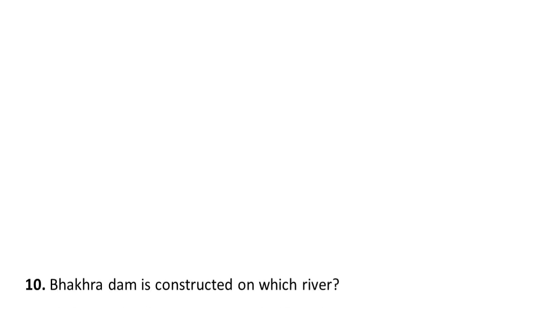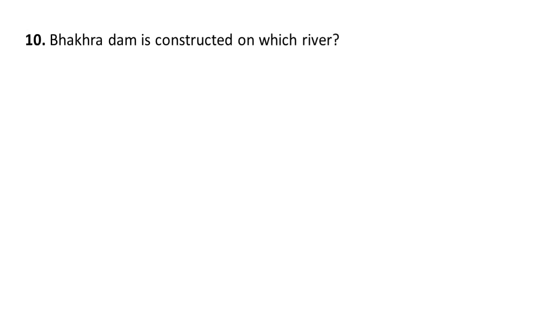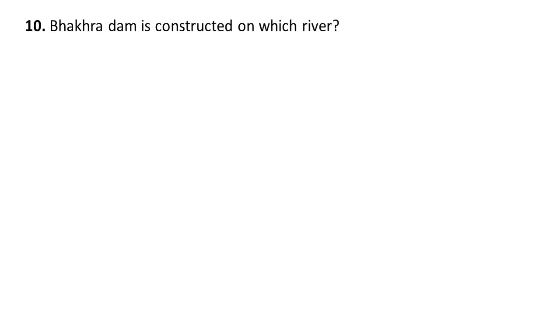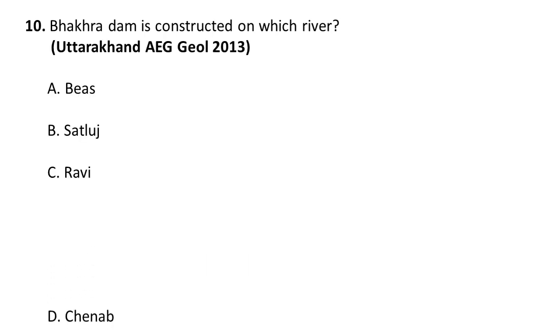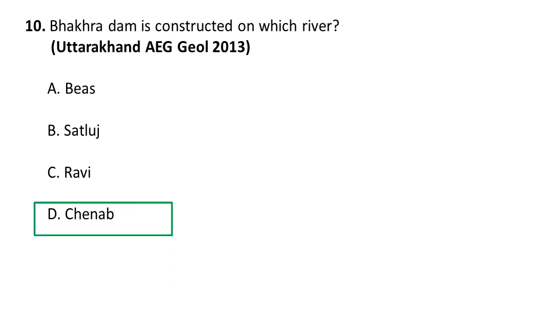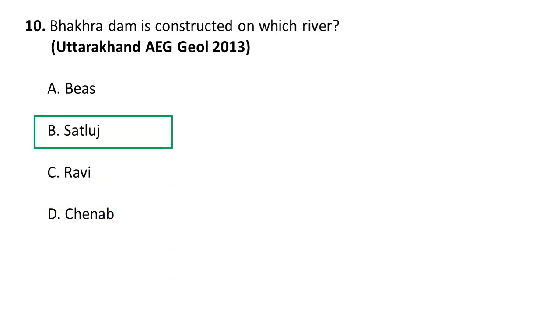Next question. Bhakra Dam is constructed on which river? The choices are A. Beas, B. Sutlej, C. Ravi, D. Chenab. The correct option is Sutlej. So, Bhakra Dam is constructed on the Sutlej river. The Bhakra Dam is built on the Sutlej river in Himachal Pradesh, India, and the dam is located near Nangal city on the border of Himachal Pradesh and Punjab. So B is the correct option.